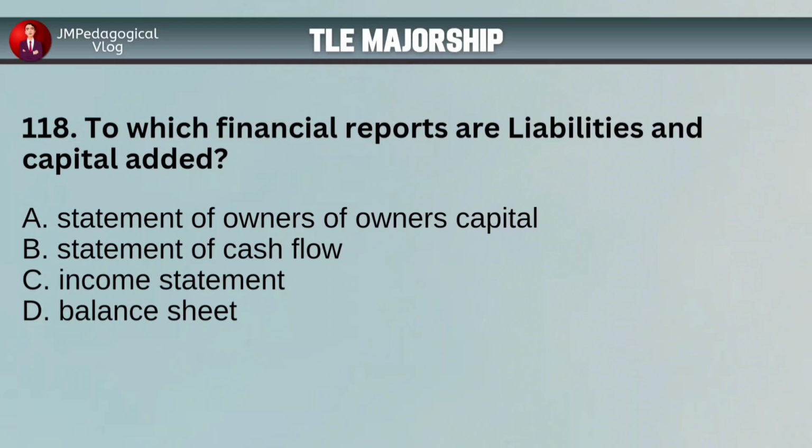118. To which financial reports are liabilities and capital added? A. Statement of owner's capital. B. Statement of cash flow. C. Income statement. D. Balance sheet.